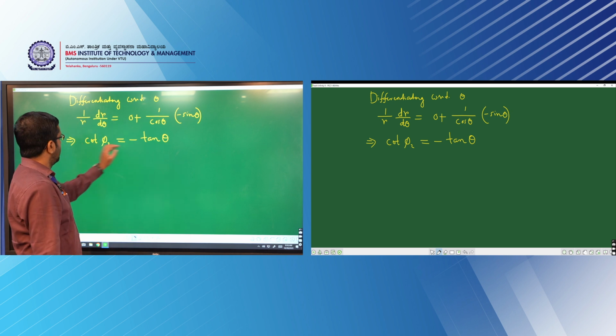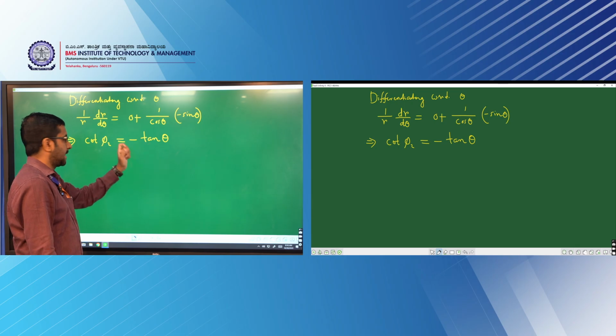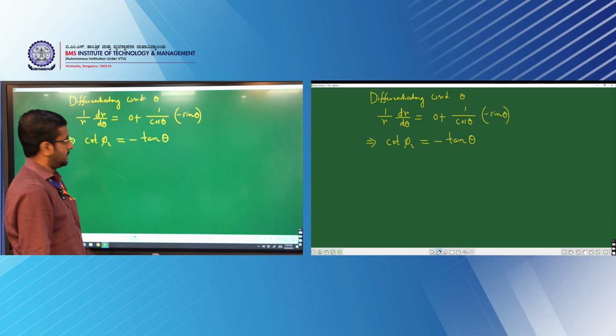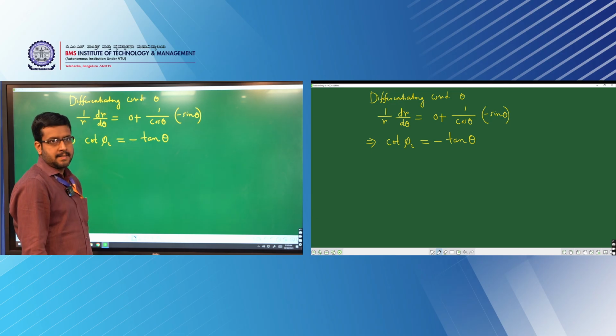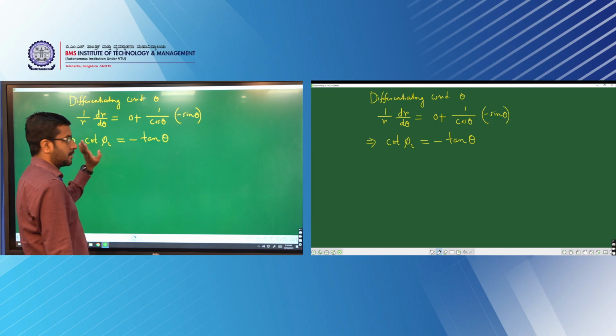Now, see here, the left hand side is cot, the right hand side is coming tan, that too with a negative sign. So, we cannot compare the angle, we cannot equate both the sides. Phi 2 we cannot write as minus theta or something; we have to bring it to something with positive cot, then only we can compare.